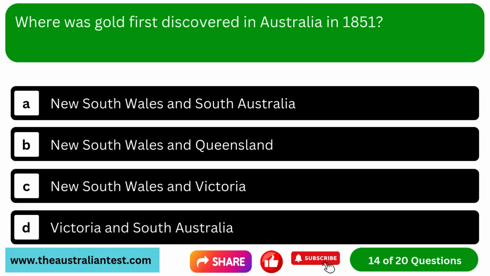Question 14. Where was gold first discovered in Australia in 1851? Option A, New South Wales and South Australia. Option B, New South Wales and Queensland. Option C, New South Wales and Victoria. Option D, Victoria and South Australia.